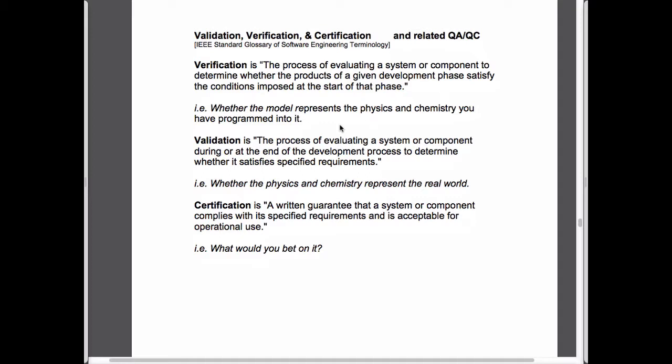So I grabbed the definitions for these. Verification: the process of evaluating a system or component to determine whether products of a given development phase satisfy the conditions imposed at the start of that phase. I have to decipher that myself, but what that says to me is that you're figuring out whether the physics and chemistry and properties, behaviors that you put into a system actually work out. Of course, if you're missing a physical behavior that's not represented in your model, then you can still verify that your solution is correct, but you'll never reach the true solution because you won't have that physics.